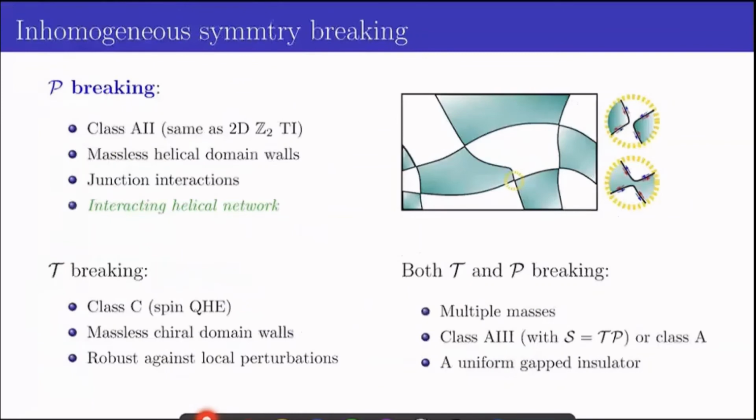And with the assumption of homogeneous interaction, the system can develop domains of a topological insulator and domains of trivial insulators. And we assume that averaged over the space, the mass is 0. Therefore, it guarantees a helical domain wall network model.